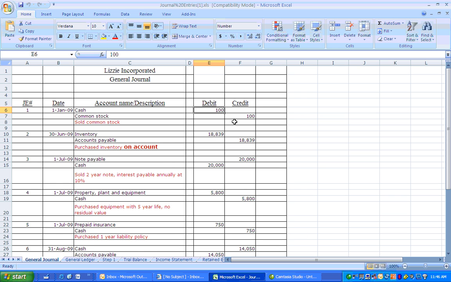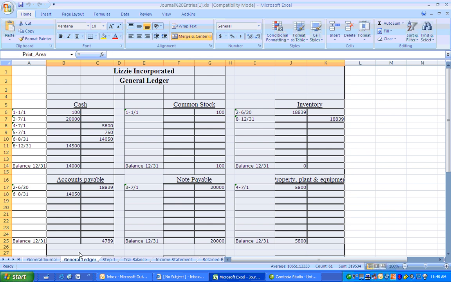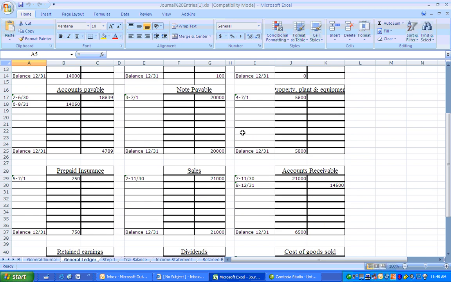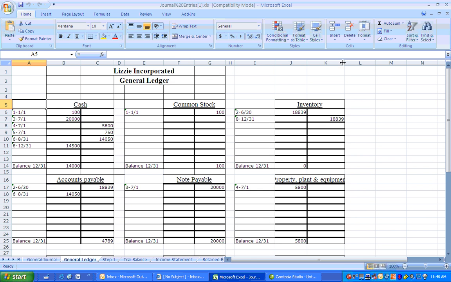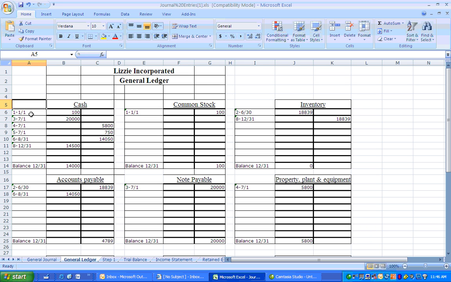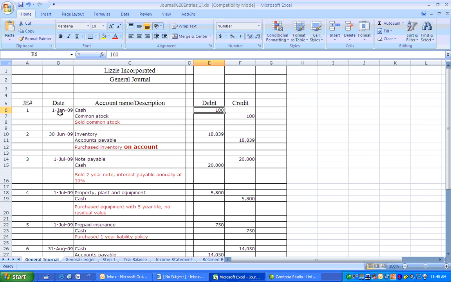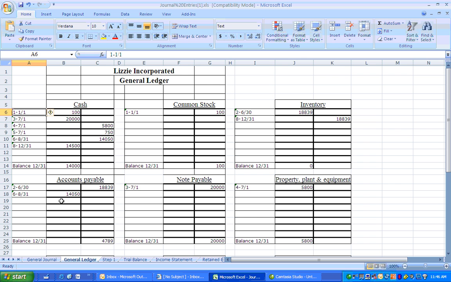Now, immediately after writing this journal entry, I want you to go over to the general ledger. You see I've got a general ledger set up here for Lizzie Incorporated. Here are all the different accounts that we're going to be using. What I would like for you to do is post the first journal entry. I'm going back to the general journal real quick. See journal entry number 1 on January 1st. We're posting that on the general ledger. Here's journal entry number 1 on January 1. There's a debit for $100. Over here on common stock, there's a credit for $100.